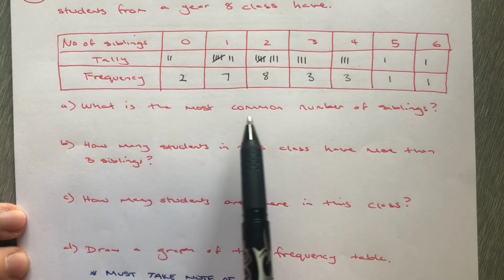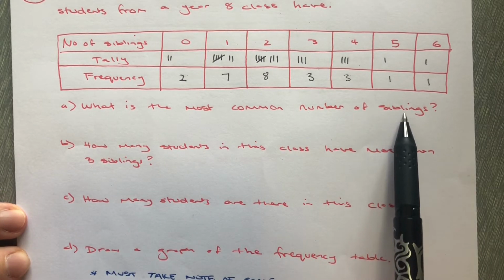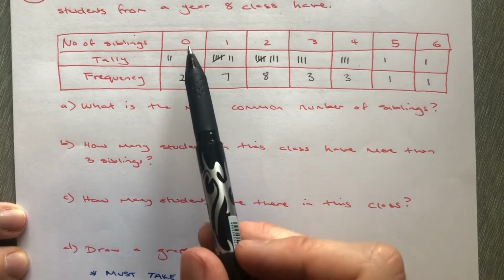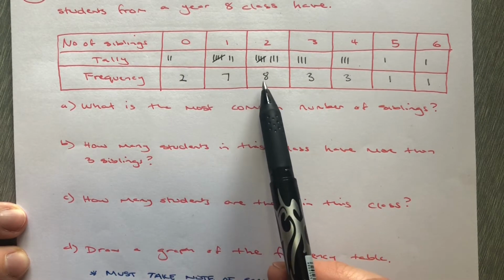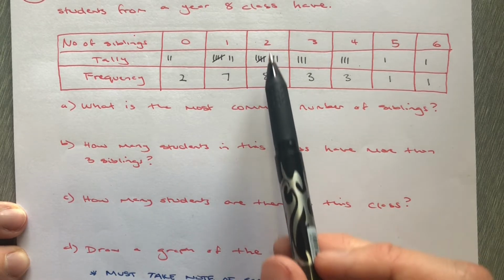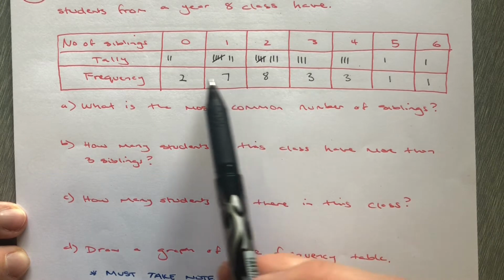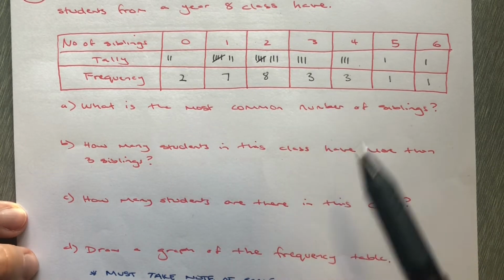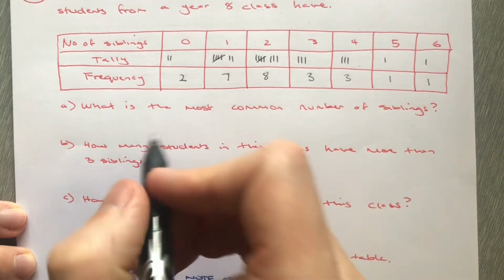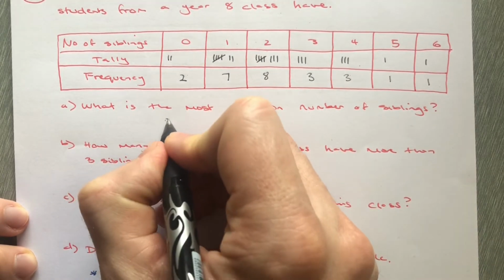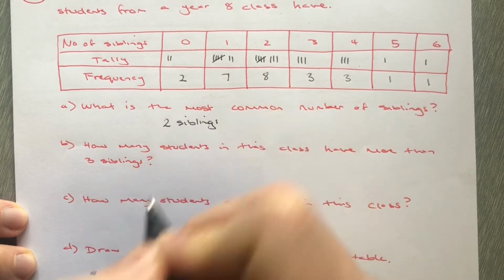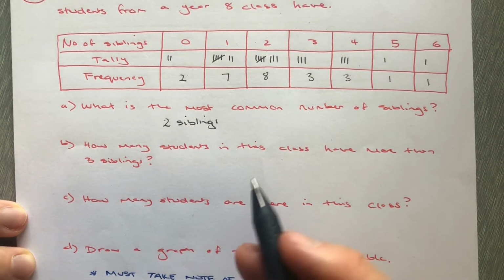What is the most common number of siblings? I can see that we've got 2 people with 0 siblings, but we want the most common. We've got 7 people with 1. We've got 8 people with 2. I can't see any more frequent than 8. So the most common number of siblings would be 2 siblings, and that occurs 8 times.